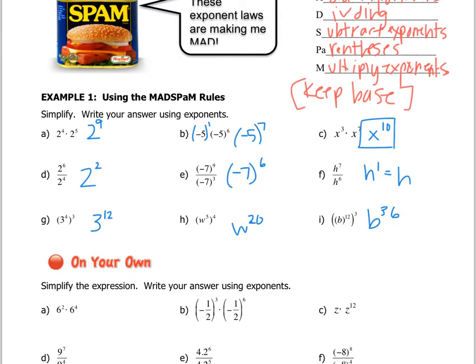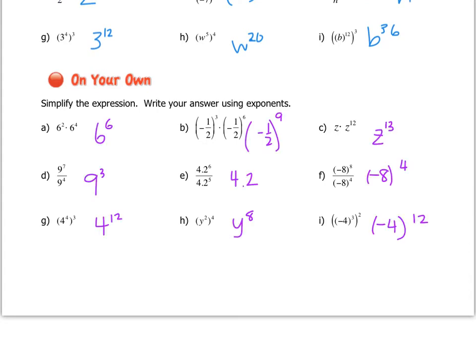All right, using that idea, I'd like you to pause the video and do the on your own section. All right, take a moment, check your answers. In letter E, I didn't write to the first power because you don't need to write to the first power. But if you wrote to the first power, that's okay. Don't forget your parentheses in letter B, F, and I because you have those negative bases.